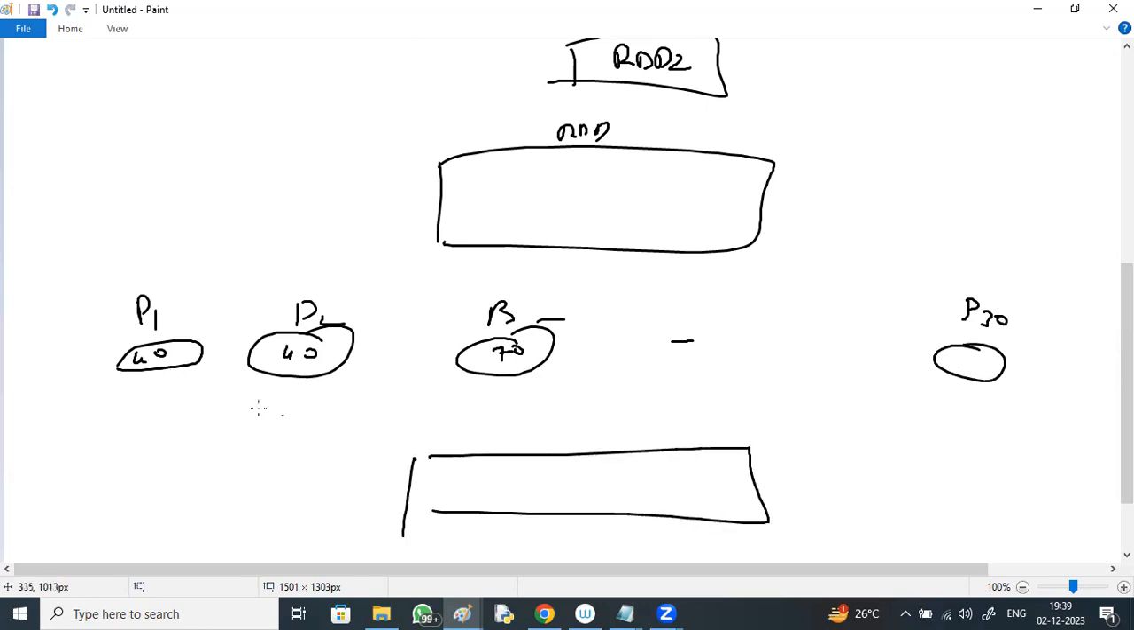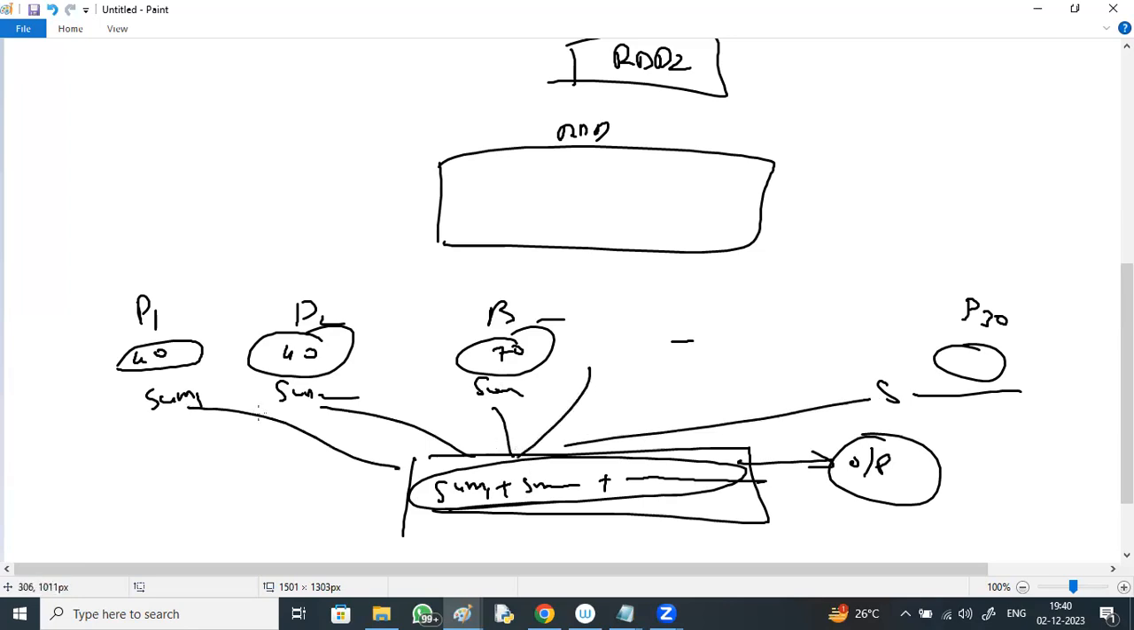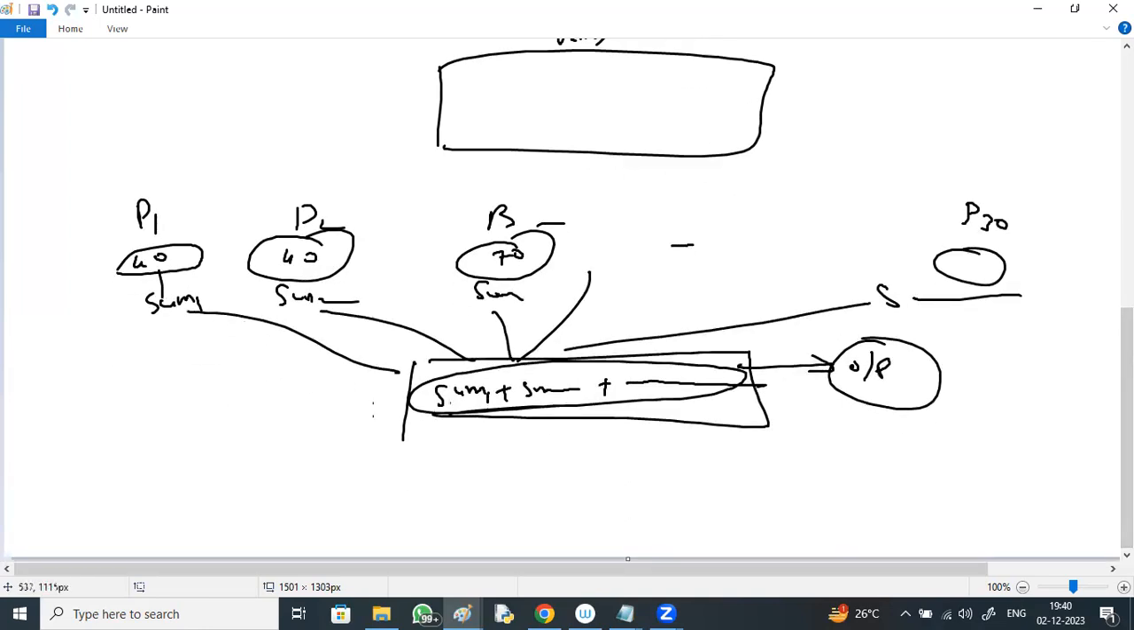All of this will be collected: sum 1, sum 2, sum 3, sum 4. In another node, all these sums, sum 1 plus sum 2 plus sum 3 and so on, will be added and the final output will be collected. This works for the sum operation, right? But for the ranking operation, how will it perform? Ranking operation also works in the same manner.